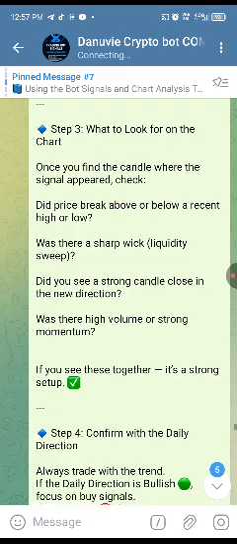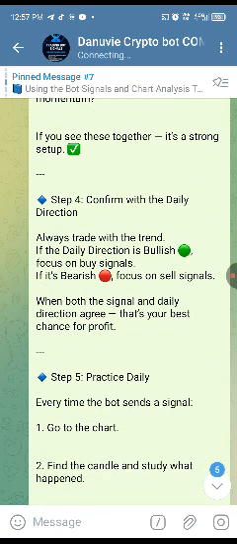So we go to the next point, step 4, which is confirm with the daily direction. Always trade with the trend. If the daily direction is bullish, focus on buy signals. If it is bearish, focus on sell signals. I think that is straightforward. So let's go forward. When both the signal and daily direction agree, that's your best chance for profit.